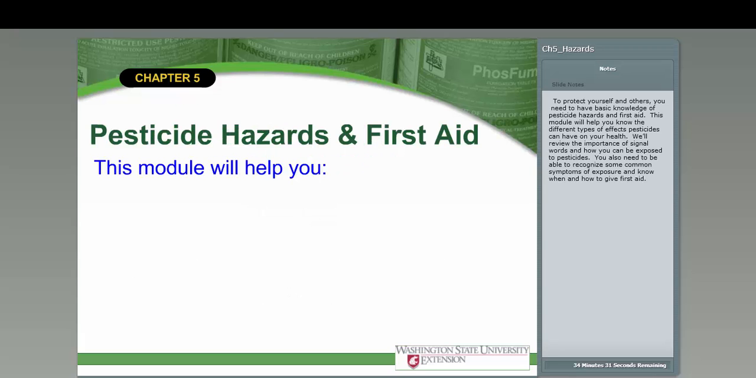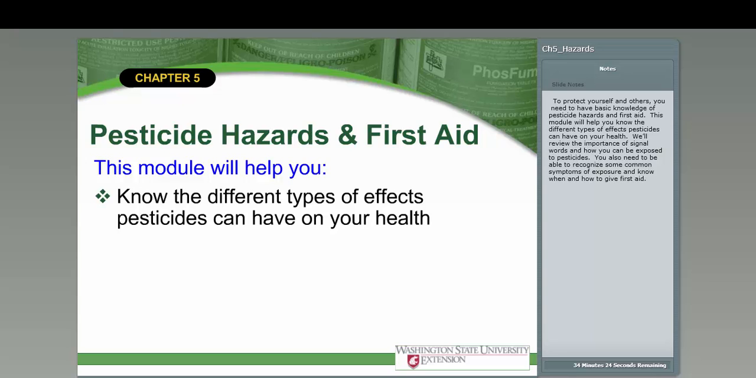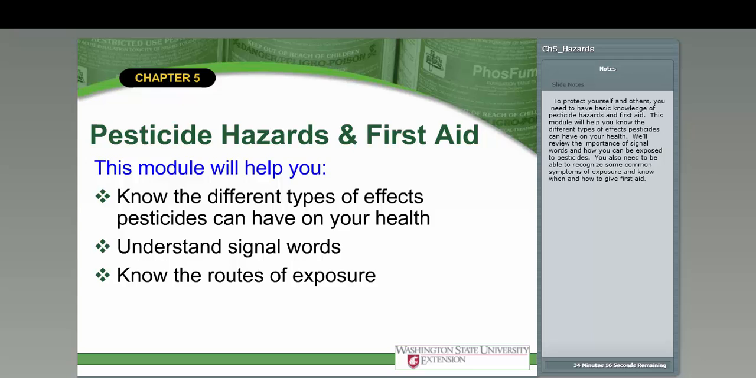To protect yourself and others, you need to have basic knowledge of pesticide hazards and first aid. This module will help you know the different types of effects pesticides can have on your health. We'll review the importance of signal words and how you can be exposed to pesticides. You will also need to be able to recognize some common symptoms of exposure and know when and how to give first aid.